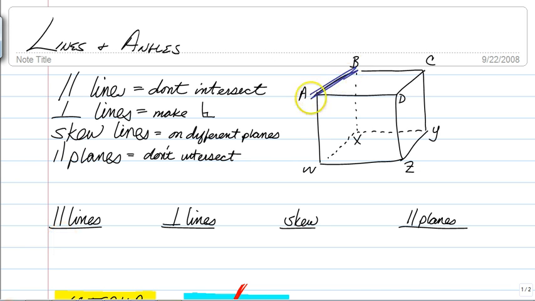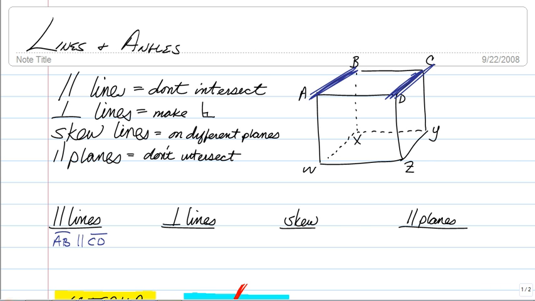One would be like AB and CD. So we would say AB is parallel to CD. That would be one example because they're both going front to back. They will never touch each other. So therefore they are parallel lines. So now why don't you see if you can name a pair really quick.